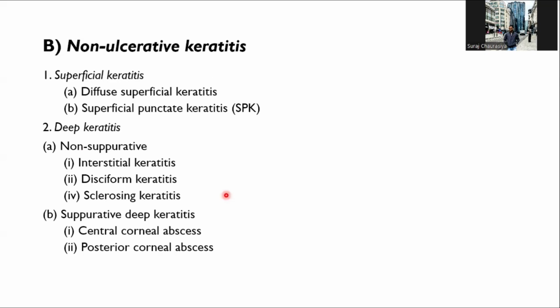So coming to the non-ulcerative keratitis. Non-ulcerative keratitis is again subdivided into different groups. Based on superficial keratitis, it can be either diffuse superficial keratitis or superficial punctate keratitis. And based on deep keratitis, it has been again divided into further groups. The first one is the non-suppurative. The non-suppurative keratitis can be either interstitial keratitis, disciform keratitis, or sclerosing keratitis. The other is the suppurative deep keratitis. It can be either central corneal abscess or posterior corneal abscess.